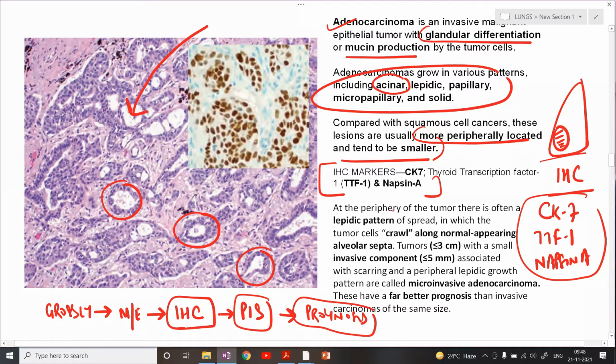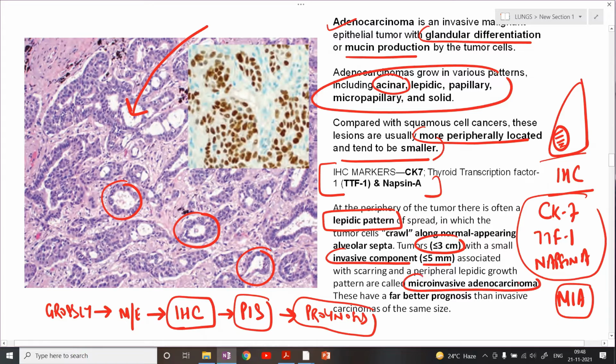Now, as I told you, there is a lepidic pattern. The lepidic pattern is that pattern which grows along the alveolar septa. Okay, remember. Now, what is the definition of micro-invasive adenocarcinoma? Let me just clear it out. Tumors which are less than or equal to 3 centimeters, but have an invasive component, and the invasive component should be less than or equal to 5 millimeters. Remember, this part is very important. Okay, they are called micro-invasive adenocarcinoma.